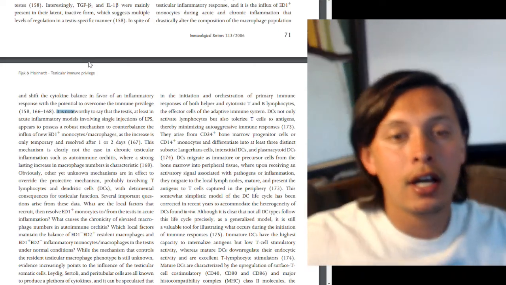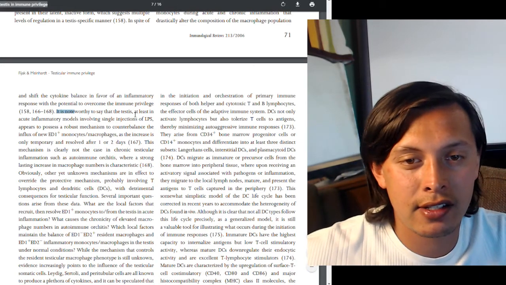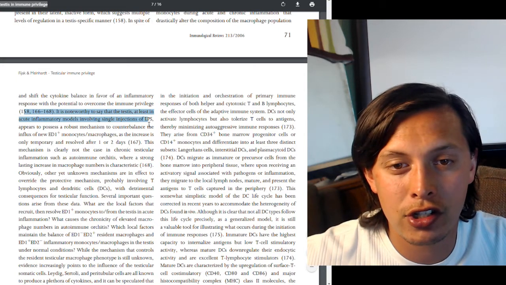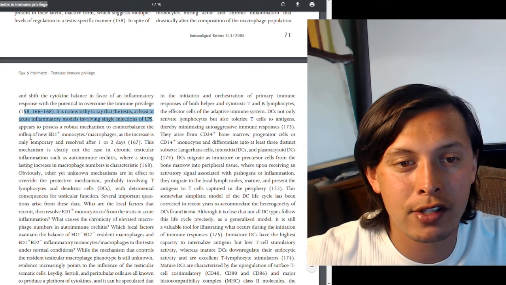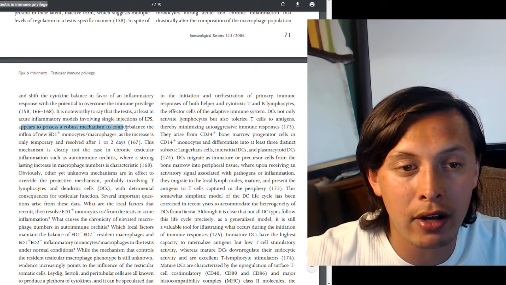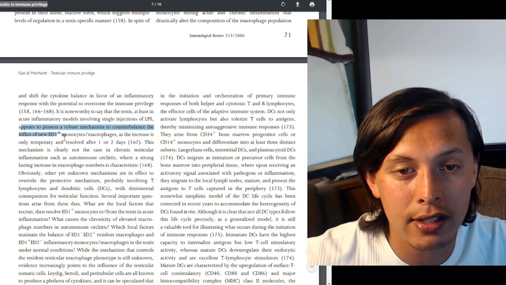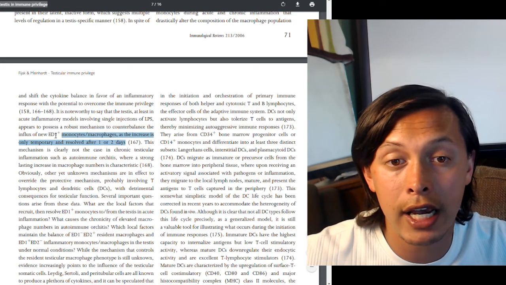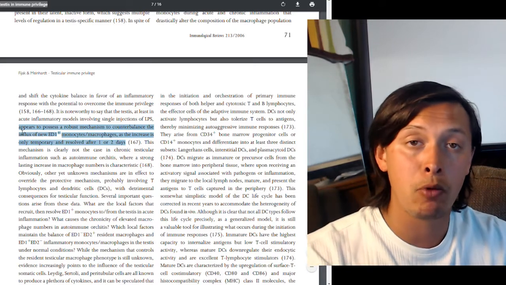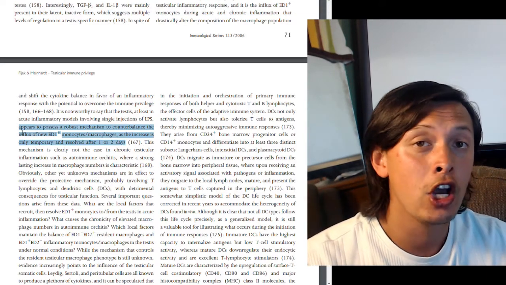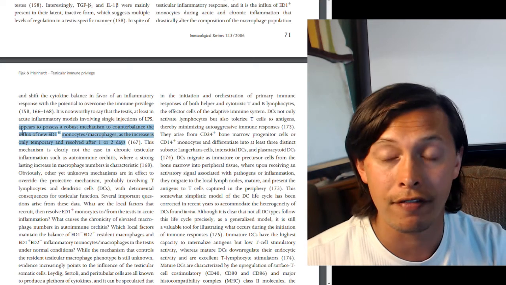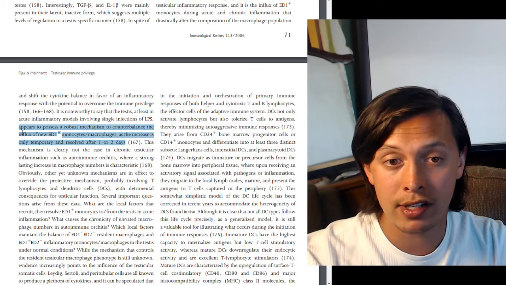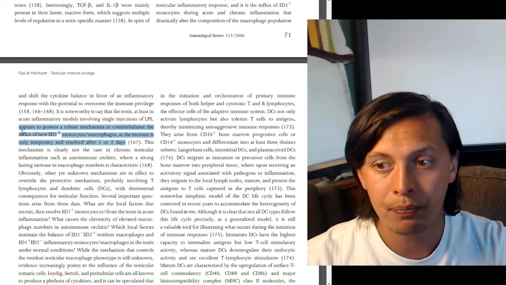Okay, continuing. It is noteworthy to say that the testis, at least in acute inflammatory models, involving single injection of lipopolysaccharides, appears to possess a robust mechanism to counterbalance the influx of new ED1 positive monocytes, as the increase is only temporary and resolved after 1 to 2 days. So if you give an injection of the lipopolysaccharides to convince your immune system that the balls are infected, you will have an influx of these ED1 positive monocytes from elsewhere in the body.